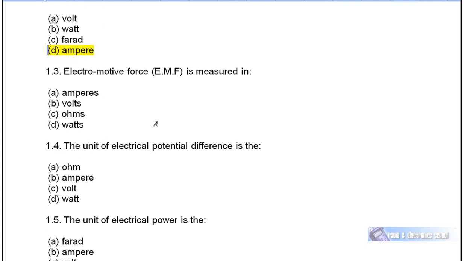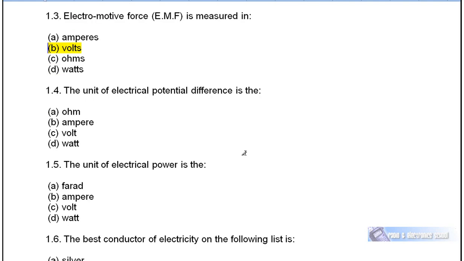Question 1.3. Electromotive force, EMF, is measured... Well, EMF, electromotive force, is just another name for voltage or electrical pressure. So EMF is measured in volts. (1.4) The unit of potential difference. Potential difference is just another name for electrical pressure, which is measured in volts.